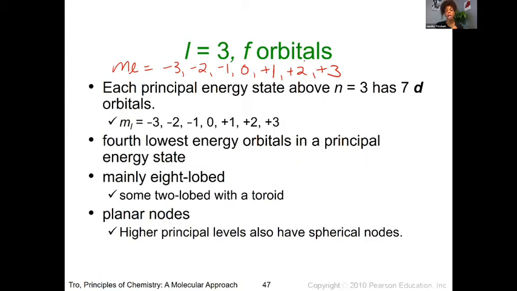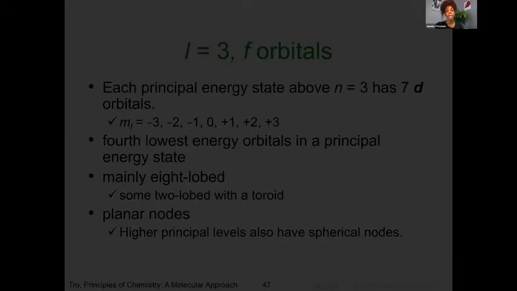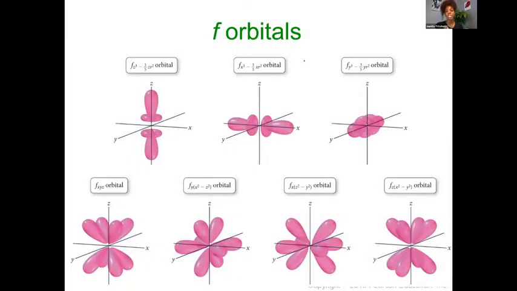And a lot of these do tend to be 8-lobed. We do have some ones that have some little funky shapes to them, but overall they're much bigger, much higher in energy than our s's, our p's, or our d's. And so you can see here in this picture, we have 7 different orientations that exist for these f orbitals.